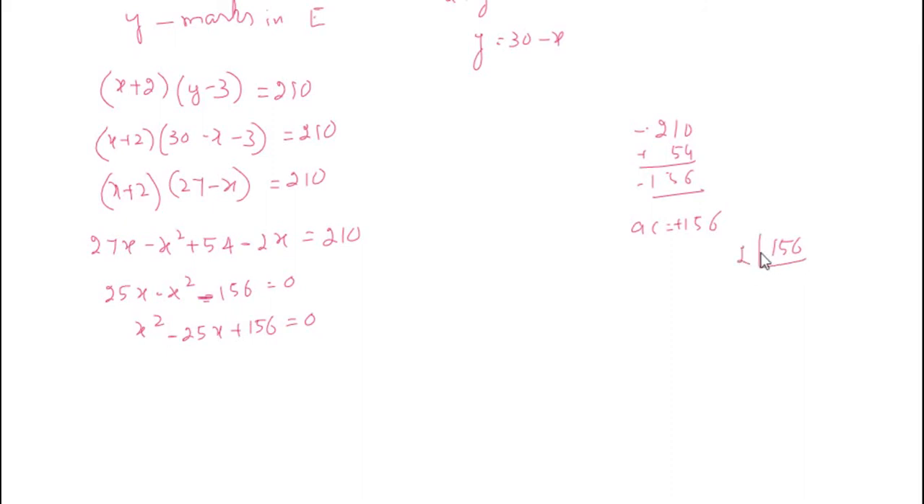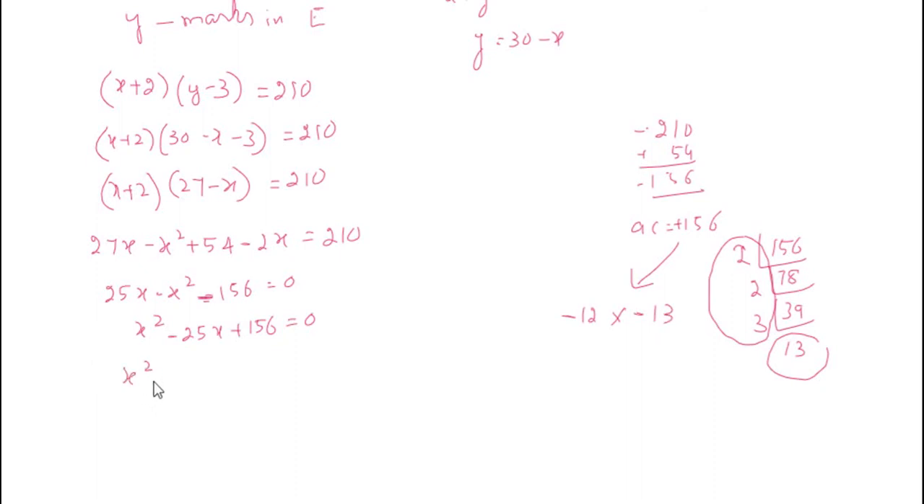156 divided by 2 is 78, divided by 2 is 39, divided by 3 is 13. We need to have minus 25. So 3 into 2, 6, 12, and 13. 25, correct. So we will take this as one factor and product of these prime factors as another factor. So 156 can be written as minus 12 into minus 13.